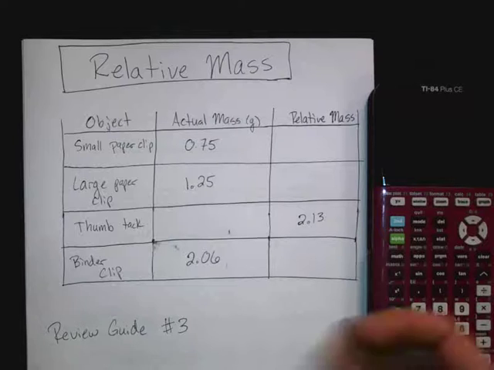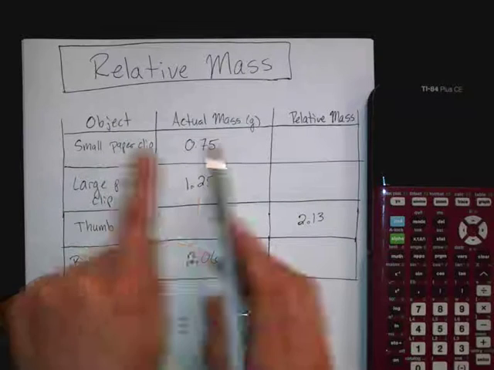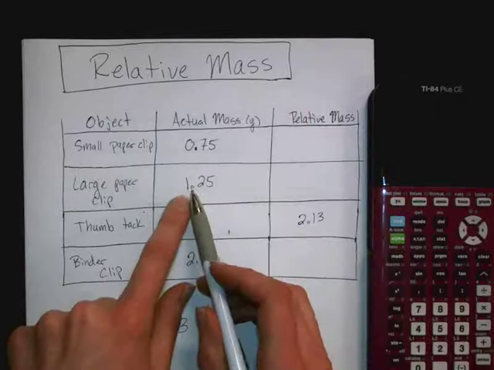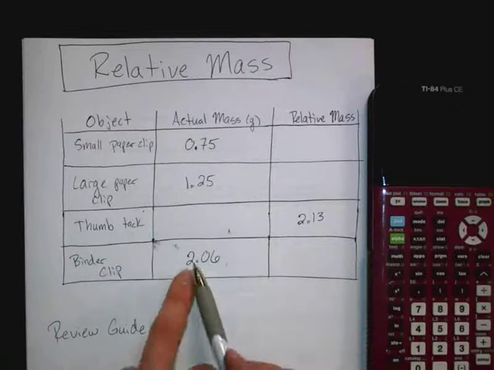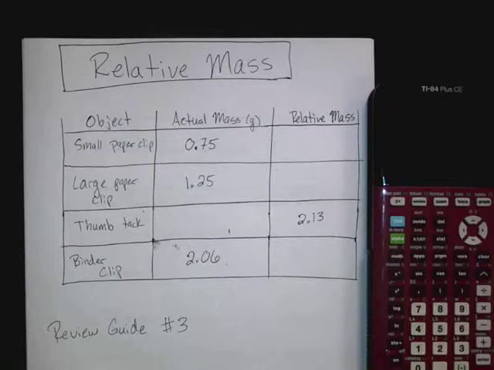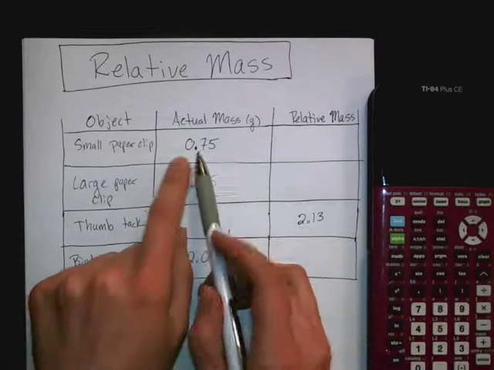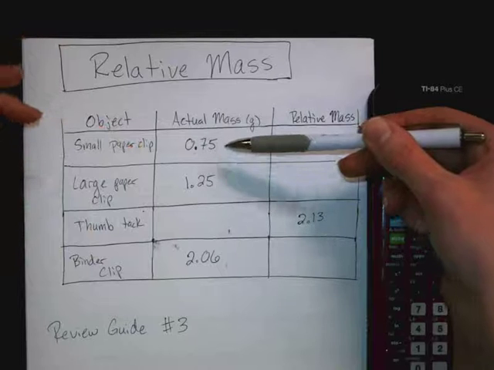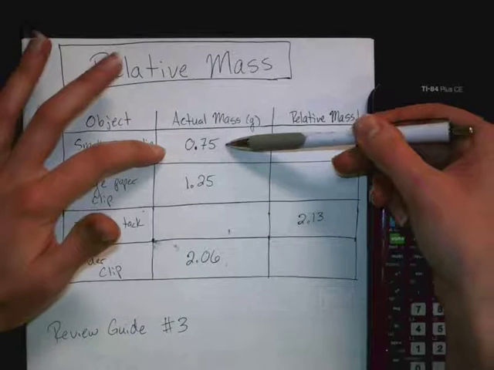So here I've got a small paperclip with a mass of 0.75 grams, a large paperclip at 1.25, and my binder clip is 2.06. If I am doing a relative mass, I'm going to compare all of these to the smallest object. So right here, the small paperclip is the smallest mass, so I'm going to compare everything to this mass.